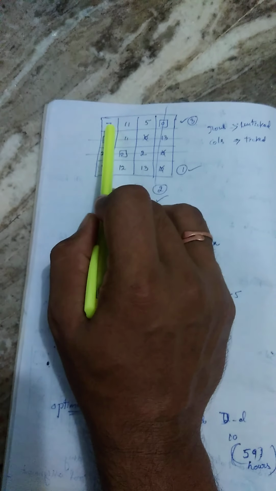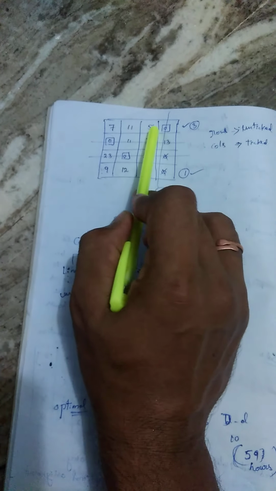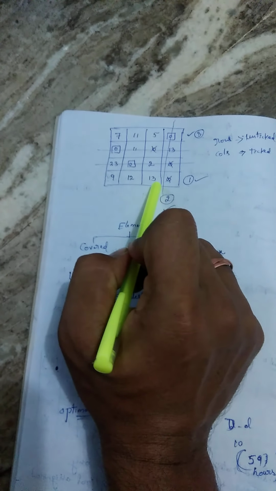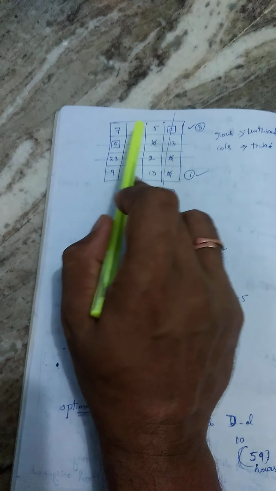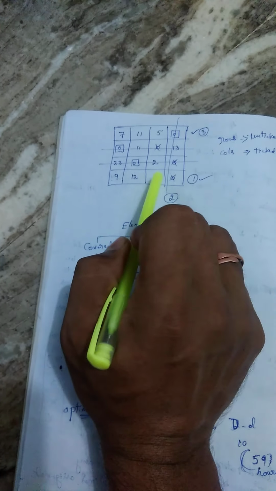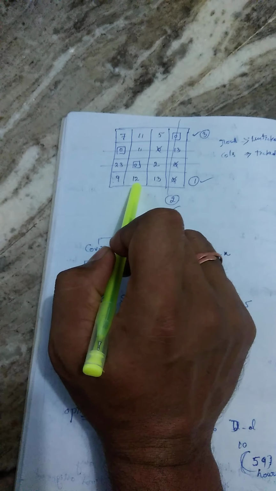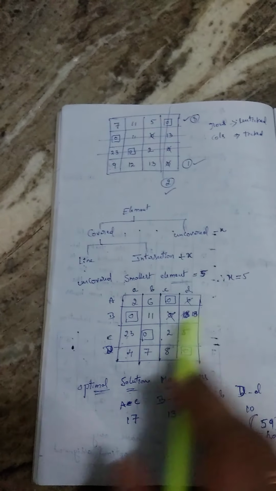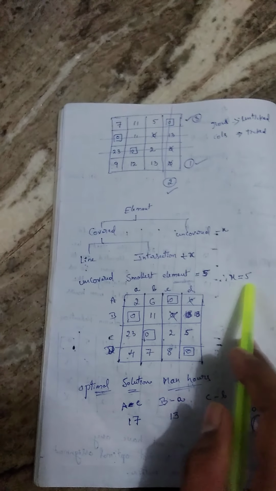These are the uncovered elements: 7, 11, 5, 9, 12, 13. Which is the smallest one? 5 is the smallest one. Therefore we get x equal to 5.